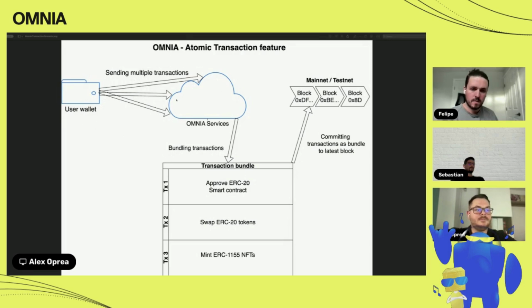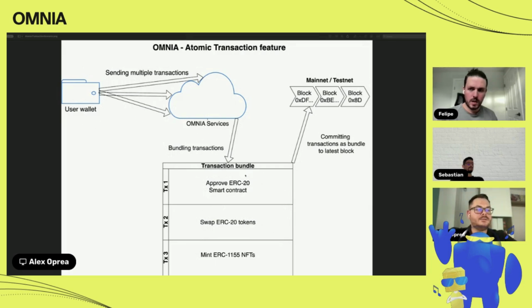What happens next is that when we receive your transactions, we won't forward them directly to the chain. Instead, we bundle them in a transaction bundle. Let's call it more generic. As you can see here, we can have multiple transaction types. For example, an approve for an ERC-20 smart contract that you want to interact with, a swap or a trade that you want to make, and also minting some NFT or things like that. The bundle doesn't depend on the type of transaction, only on the chain. So all the transactions in this bundle would be on the same chain.